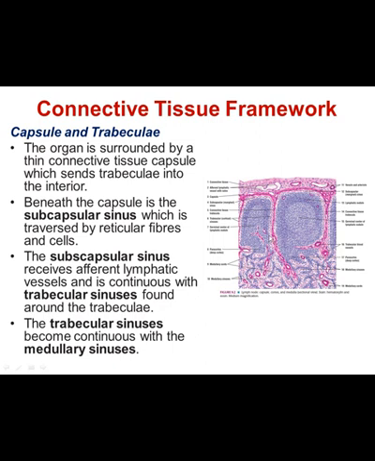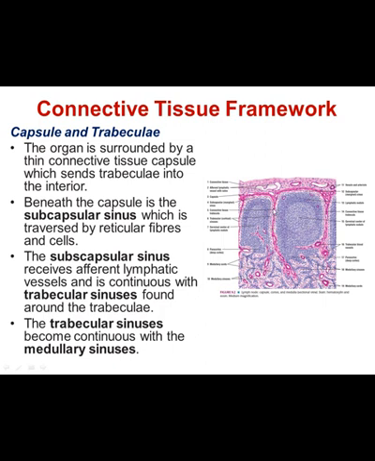Now we come in further detail. Here, connective tissue framework, which consists of capsule and trabeculae. If we see the capsule, this surrounds the organ, which is thin connective tissue and has trabeculae into its interior part. Beneath the capsule, there is a small area which is subcapsular sinus, and it is traversed by reticular fibers and cells. The subcapsular sinus receives afferent vessels and is continuous with the trabecular sinus.